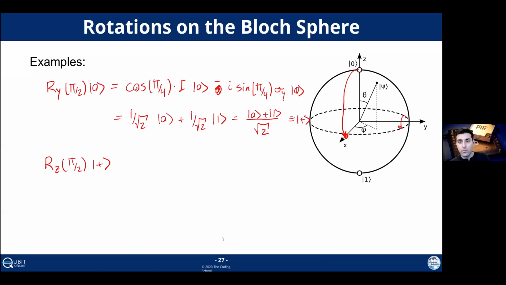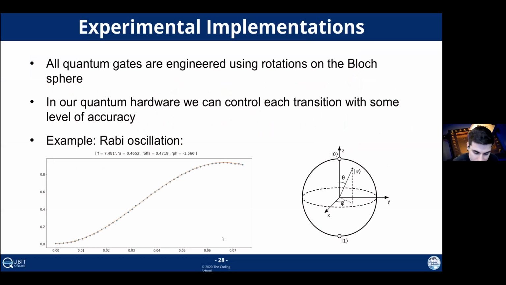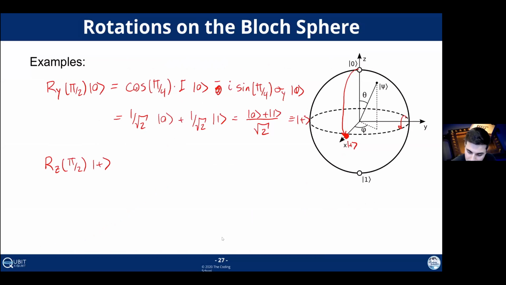Well, before we do anything with the math, let's look at it on the Bloch sphere. So the plus state is here, right? So this is the plus state. And now I'm rotating by pi over 2 radians around the z-axis. So I'm rotating around here. So I will end up from being along the x-axis to going to where the y-axis is.